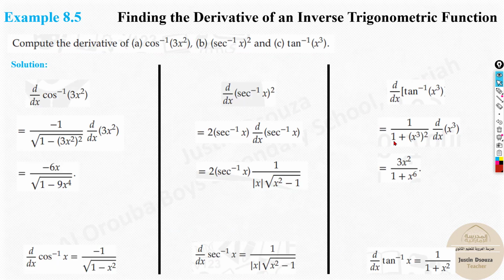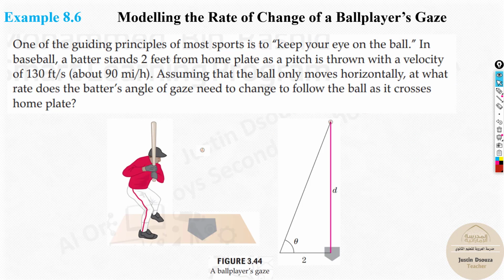Very easy and straightforward. Let's look into a real world problem. This is the last problem I believe in this lesson. Modeling the rate of change of a ball player's gaze. Now here we have a baseball player. Let's read the problem. One of the guiding principles of most sports is keep your eyes on the ball. In baseball, a batter stands 2 feet from a home plate as a pitch is thrown with a velocity of 130 feet per second, about 90 miles per hour. Assuming that the ball only moves horizontally, at what rate does the batter's angle of gaze need to change to follow the ball as it crosses the home plate?